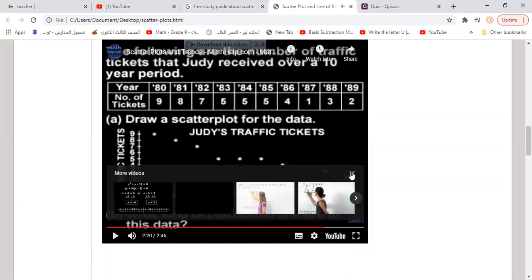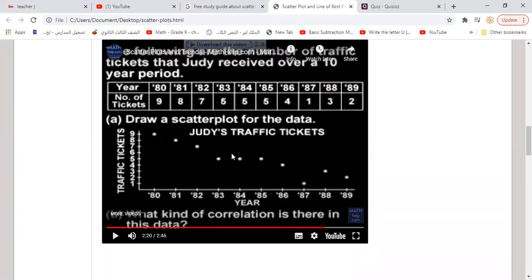What kind of correlation is there in this set of data? In your opinion, grade 8? Negative. Negative correlation. How do you know? It's going downwards. Very good. It's going downwards. Thank you. And now we want to know how we can draw the trend line.